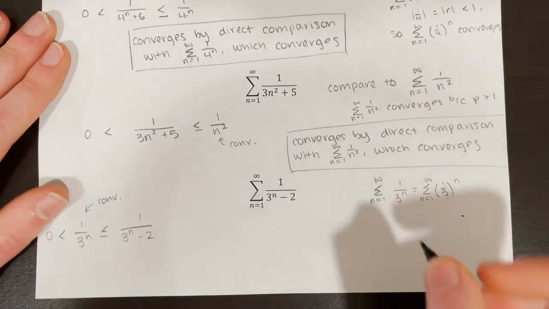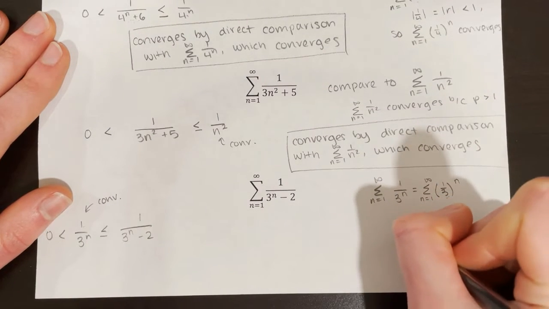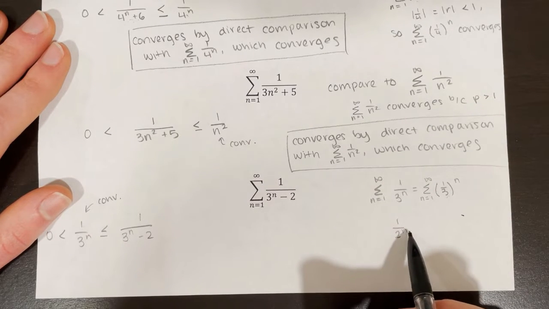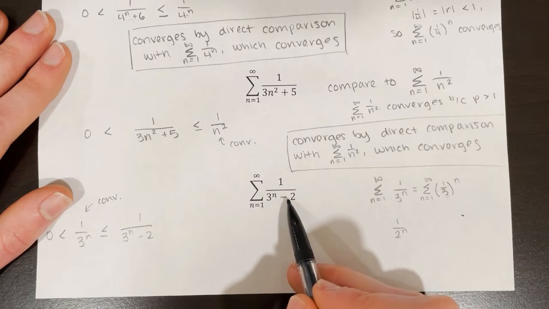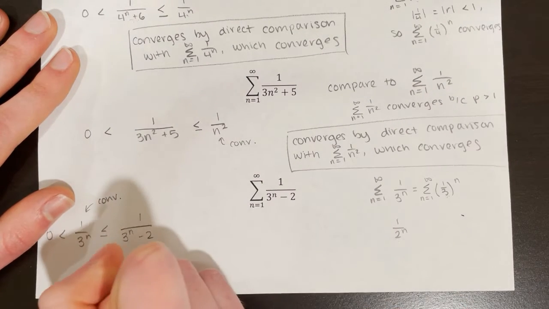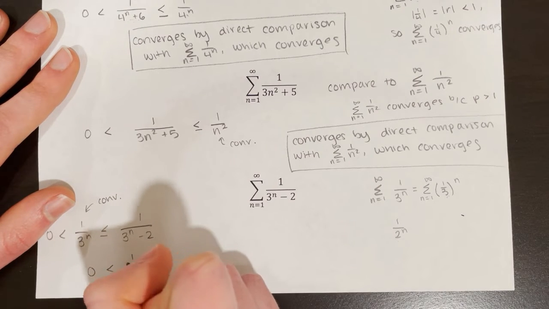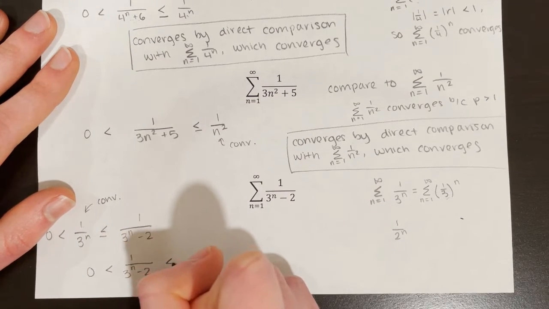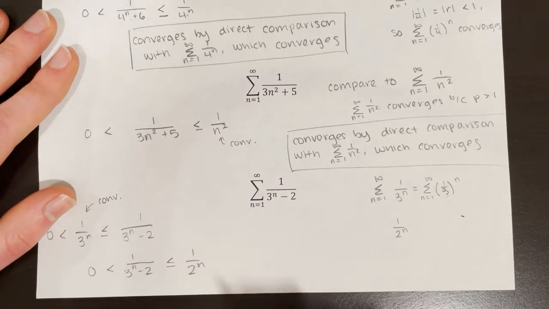What if we chose instead to compare this to 1 over 2 to the power of n? 2 to the power of n is going to be growing slower than 3 to the power of n. So 3 to the power of n is going to have a bigger denominator, which means a smaller function. So we could set up our inequality like this: 0 is less than 1 over 3 to the power of n minus 2, which is less than or equal to 1 over 2 to the power of n.